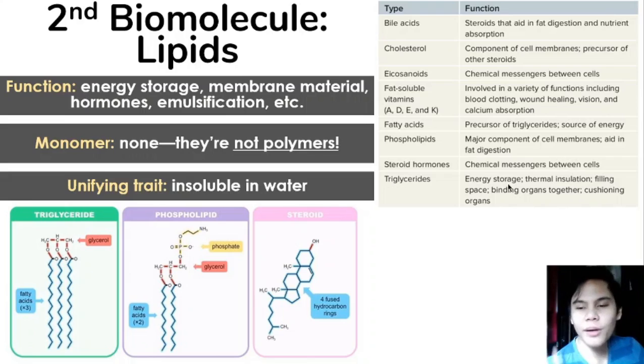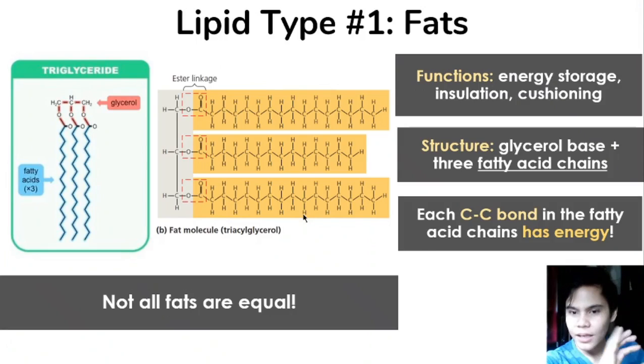There's no monomeric unit because they don't form real polymers. And their unifying trait is that they're insoluble in water. Again, that's the defining trait. They're insoluble in water. There are three main types that we'll discuss. We have the triglyceride, the phospholipid, and the steroid. So first type, your triglyceride, or more commonly known as your fats.